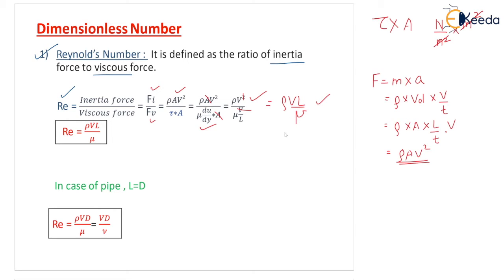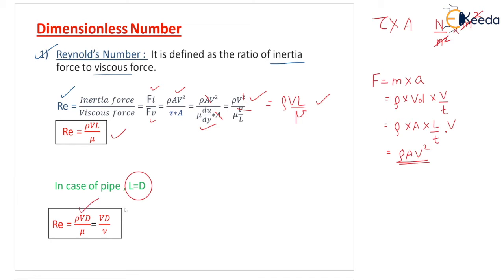What is L? L is any linear dimension. When you are using it for a pipe, L is replaced by D, the diameter. When you are using a flat plate, it will be rho U infinity X by mu, where X is the distance from the leading edge of the flat plate. Or in case of open channel flow, L can be replaced by D, the depth of flow. So this is the formula for Reynolds number. In case of pipe, Re equal to rho V D by mu.